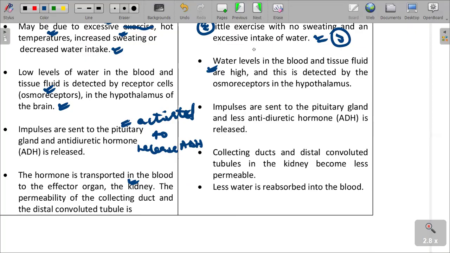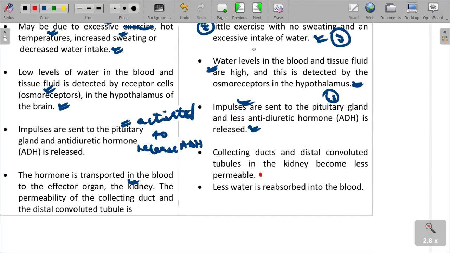Water levels in the blood and tissue fluid become high and it is detected by osmoreceptors in the hypothalamus. The hypothalamus osmoreceptors identify that, and impulses are sent to the pituitary gland, and less antidiuretic hormone is released. I'm sure you can see it is a direct opposite of what we just said. So collecting ducts and distal convoluted tubules in the kidney become less permeable and less water is reabsorbed.